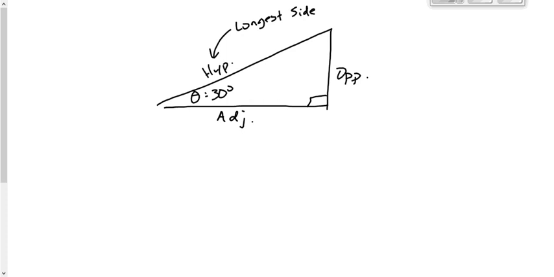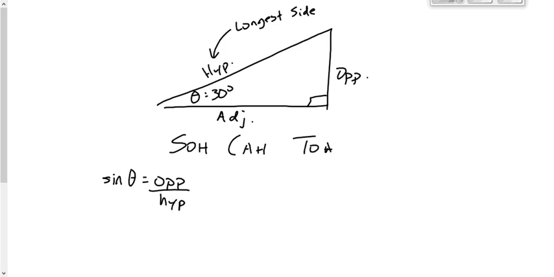Now we have three trig functions that we're going to have to be able to use here: sine, cos, and tan. I don't know if you guys have learned it this way or not. This is the way that I learned it in high school. I learned a little acronym, SOHCAHTOA. You guys ever heard that? SOHCAHTOA. That means that sine theta is equal to opposite over hypotenuse. SOH: sine, opposite, hypotenuse.